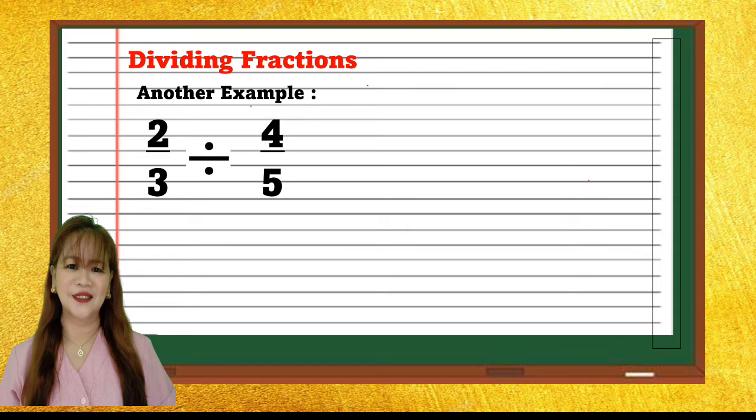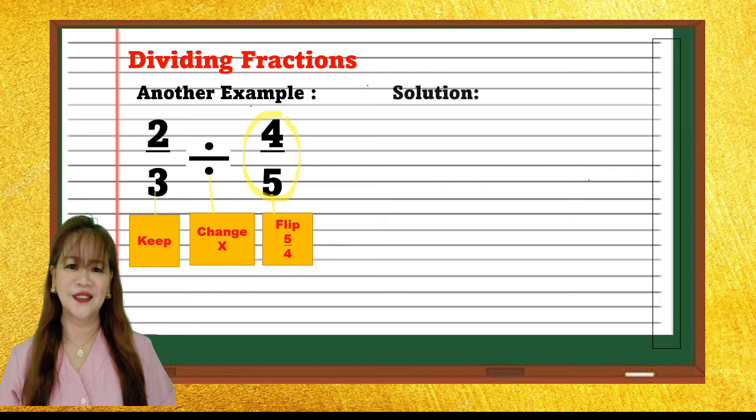Now, let us have another example. 2/3 divided by 4/5. So here, 2/3 you are going to keep. Hindi mo siya babaguhin. And then divide, you are going to change to multiply. And then 4/5 you are going to flip, or inverse 4/5. This will become 5/4.